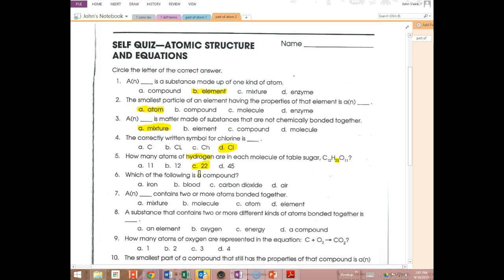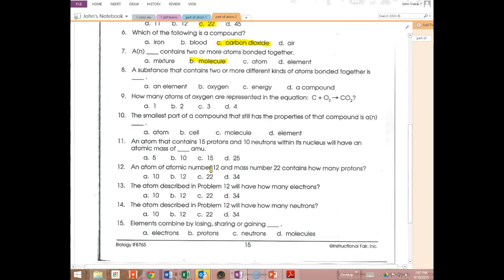Which of the following is a compound? Iron, blood, carbon dioxide, right? Because it's CO2, right? That's carbon and oxygen, two different elements. A molecule contains two or more atoms. A substance that contains two or more different kinds of atoms, we call that a compound.